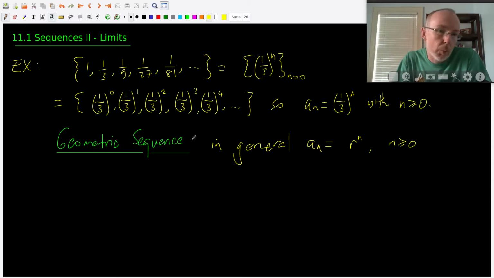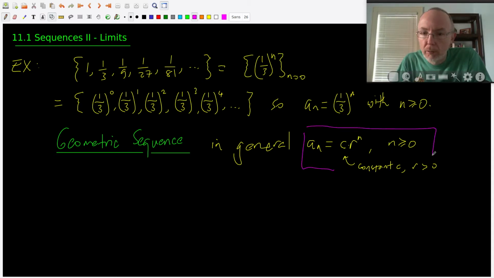In this case, r is 1/3. And just for sort of generality, I'm going to put a c out the front, and c is just a constant, right? So we've got a constant c, and we've got a value of r is also a constant, but it's greater than 0. So in our example, r was 1/3. And this is what I'm going to refer to from now on as a geometric sequence. So in this example that I gave us here, that's our general term. c is 1 and r is 1/3. So we have this nice geometric sequence.